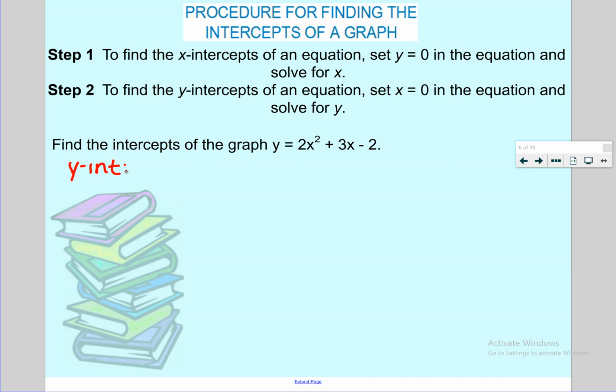Okay, so I've got y equals 2x squared plus 3x minus 2. If I want to find a y-intercept, so a point on the y-axis, what do I plug in? 0 for x. Think about it. We already know half this point. The x is 0. The y is what we're looking for. That's why we're plugging 0 in for x. All right, if I plug 0 in for x, it looks like y equals 2 times 0 squared plus 3 times 0 minus 2. What does that give me?